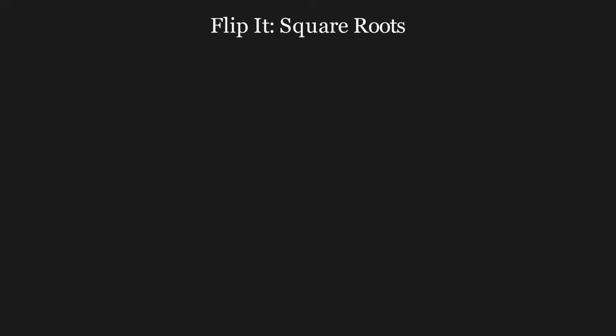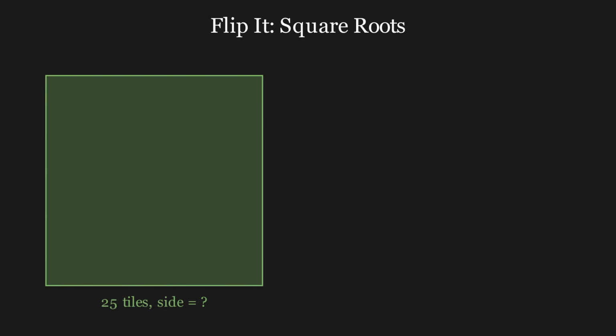Now flip it. Someone tells you the patio used 25 tiles arranged in a perfect square and asks for the side length. You're asking, what number, multiplied by itself, gives 25? That question has its own name, a square root. It's written with a checkmark-shaped symbol called a radical placed over the number. The square root of 25 is 5, because 5 times 5 gets you back to 25. In plain English, squaring means multiply the number by itself. And a square root means find the number that, once multiplied by itself, gives you this.